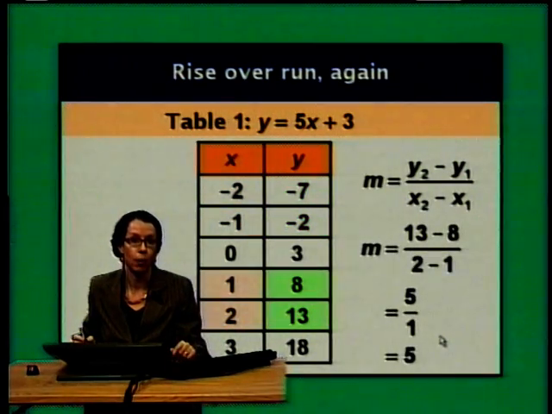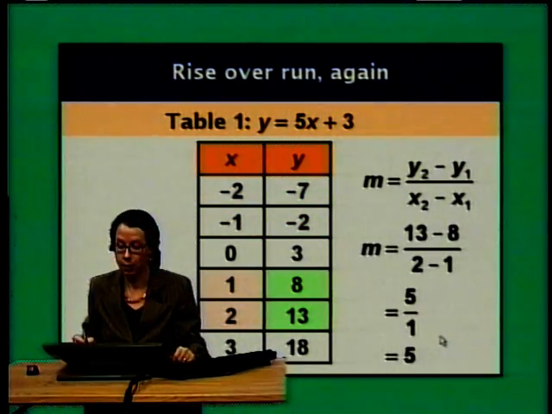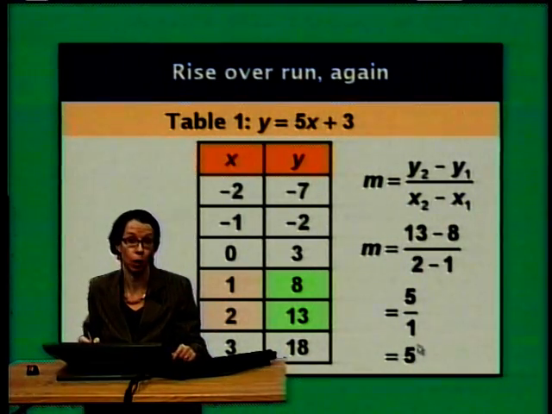Looking at just some other pair of points in the table, again, 13 minus 8 gives me the rise of 5, over 2 minus 1, which gives me the run of 1. Again, I find a slope of 5.